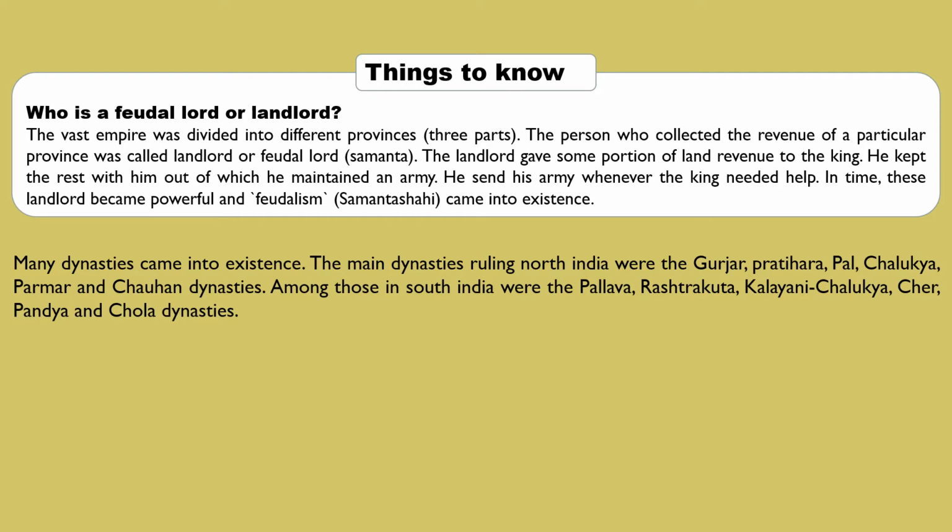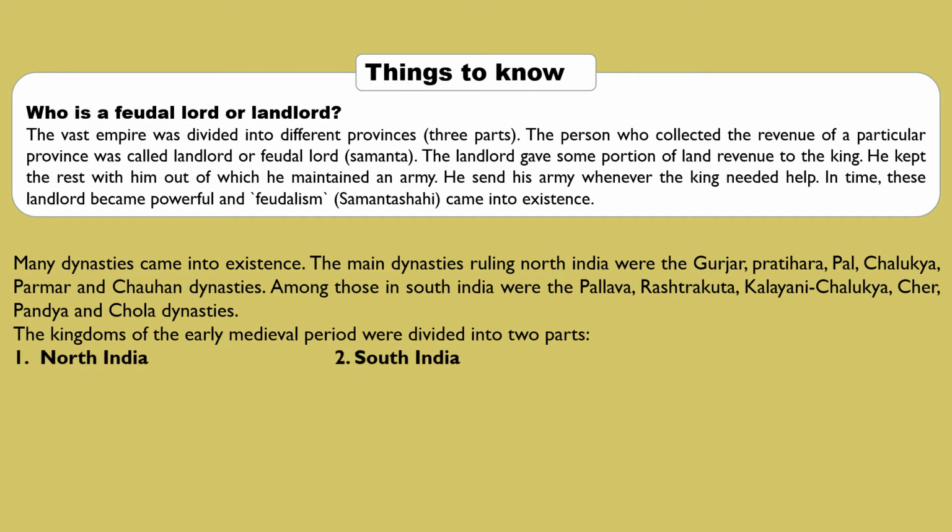They started ruling the kingdom of Kannauj. Many dynasties came into existence. So the kingdom of Kannauj was slowly divided into many small parts, and the small parts were ruled by the feudal lords. The main dynasties ruling North India were the Gurjar, Gurjar is Gujarat, children, Pratihara, Pal, Chalukya, Parmar, and Chauhan dynasties. Among those in South India were the Pallava, Rashtrakuta, Kalyani Chalukya, Chera, Pandya, and Chola dynasties.